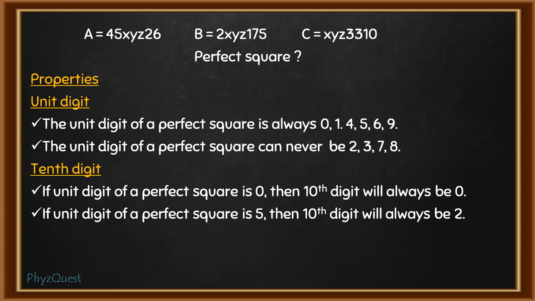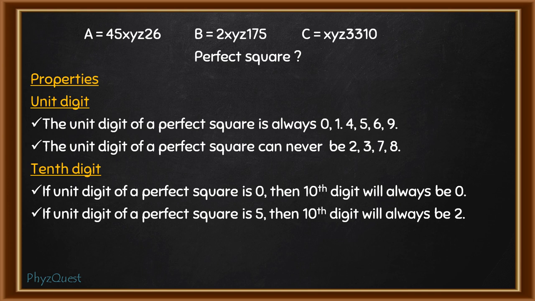For example, consider the square of 5. It is 25, so the 10th digit here is 2. Similarly, the square of 25 is 625. Again, the 10th digit is 2. Similarly, the square of 15 is 225. Again, the 10th digit is 2. So in every case, if the unit digit of a perfect square is 5, the 10th digit will always be 2. This is rule number 2.